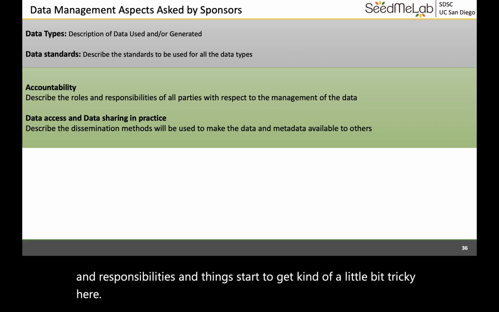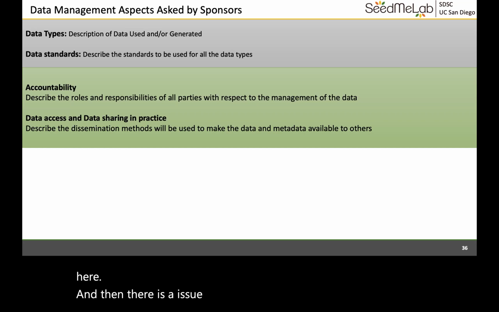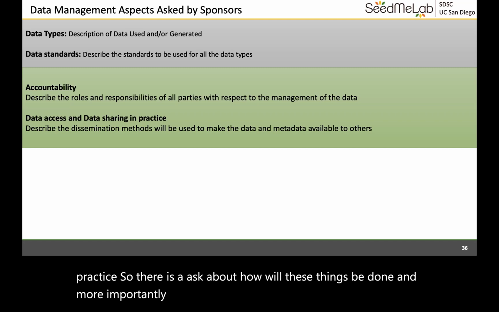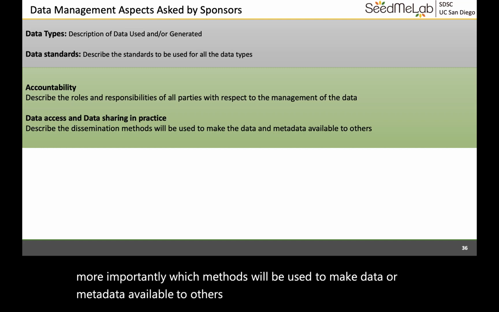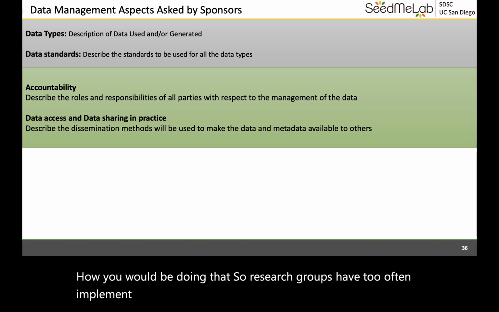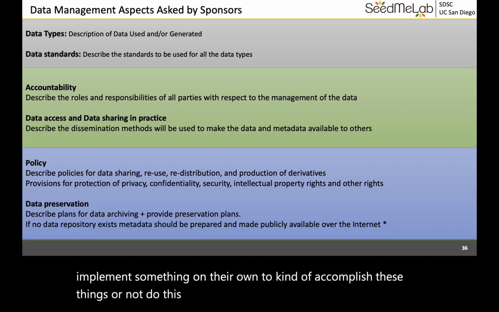And then there is an issue about data access and data sharing in practice. So there's an ask about how these things will be done, and more importantly, which methods will be used to make data or metadata available to others. And this becomes a wild west on how you would be doing that. So research groups often have to implement something on their own to accomplish these things, or not do this altogether, which is a problem.